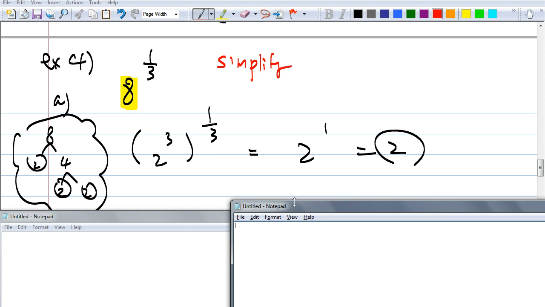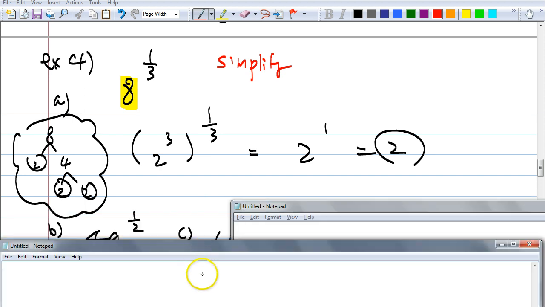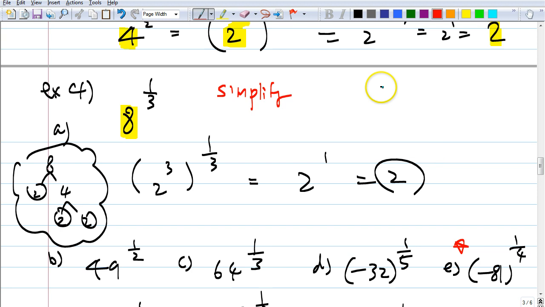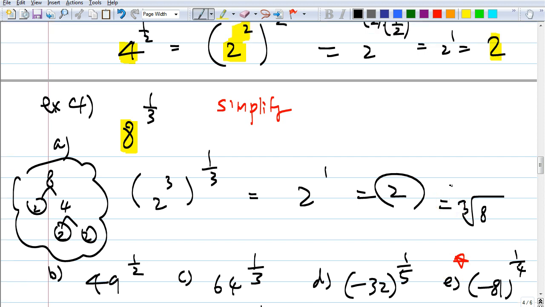All right. So can you do something like this then? Try these. Okay, so this is equal to, we did this one. Didn't we do that one? Cubic root of 8. Okay. All right, go ahead. Try these. B says 49 to the half power. Can you simplify that? C says 64 to the 1/3. D says negative 32 to the 1/5. E says negative 81 to the 1/4.